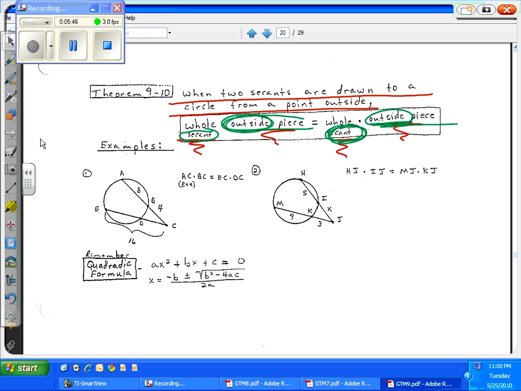Again, what that means to us is that this whole secant times its outside piece is equal to this whole secant times its outside piece. Okay?